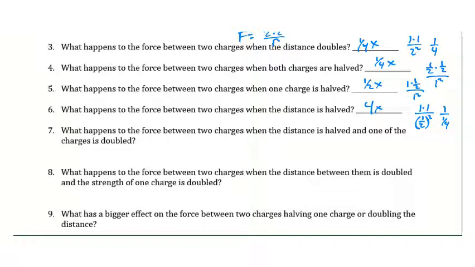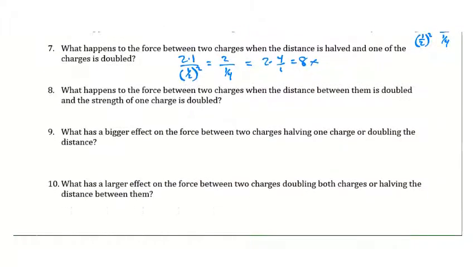So number 7, what happens to the force between two charges when the distance is halved and one of the charges is doubled? So we have 2 times 1 over 1/2 squared. So we have 2 on the top, we have 1/4 on the bottom. Division is multiplication by the reciprocal, so we have 2 times 4 over 1. It's going to be 8 times. What happens to the force between two charges when the distance between them is doubled and the strength of one charge is doubled? The distance between them is just doubled. So we have 2 over 4. It's going to be 1/2 of the original amount.